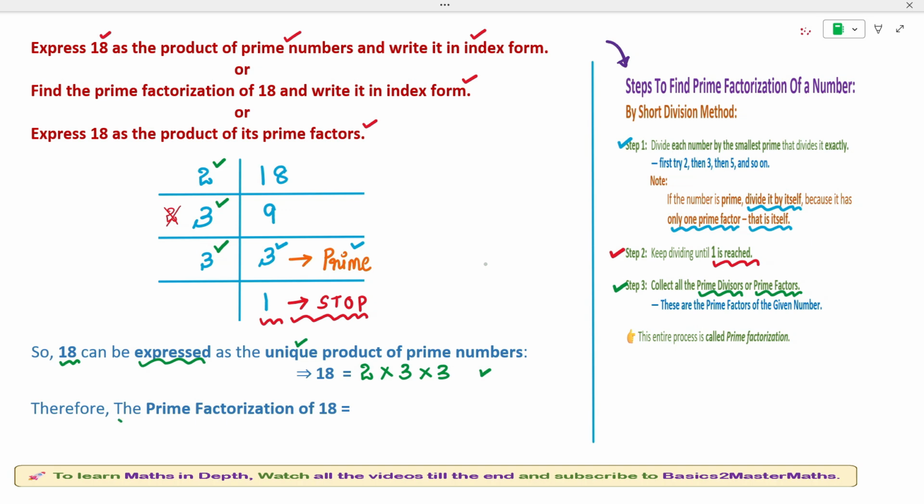Therefore, the prime factorization of 18 is 2 multiplied by 3 multiplied by 3. This can be written in index form as 2 multiplied by 3 to the power 2. Got it?